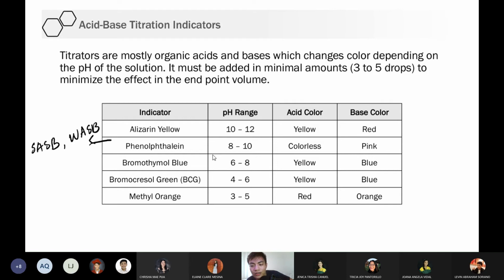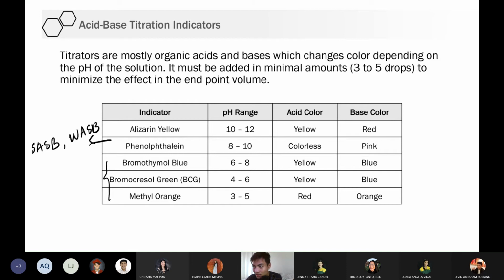For you to observe that, you have to use an indicator that changes color within those pH range. Ano pwede mo gamitin? You can use the bromothymol blue or the bromocresol green. Pwede rin yung methyl orange. So, itong tatlo, pwede mo gamitin. Pero again, isa lang, kasi pag pinaghalo-halo mo yan, rainbow lalabas. Hindi, joke lang yung rainbow. Okay. Magugulo na yung colors. No? So, isa lang gagamitin mo dyan.